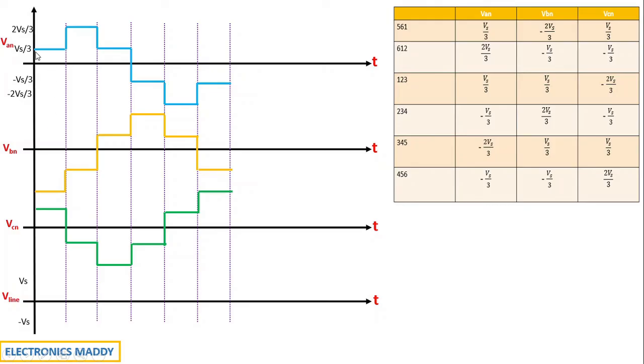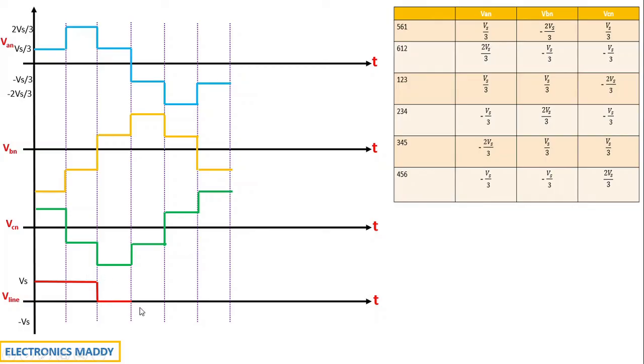If you carefully observe, VAN is Vs by 3 and VBN at this interval is minus 2 Vs by 3. So Vs by 3 minus of minus 2 Vs by 3 will give you Vs, isn't it? So it will be Vs up till this point. Why is it so? If you carefully observe, 2 Vs by 3 minus of minus Vs by 3 again will give you Vs. Hence from here to here it will be Vs. What happens at this point? Here VAN is Vs by 3, VBN is also Vs by 3. Vs by 3 minus Vs by 3, you will get 0. So you are going to get 0 at the output voltage.